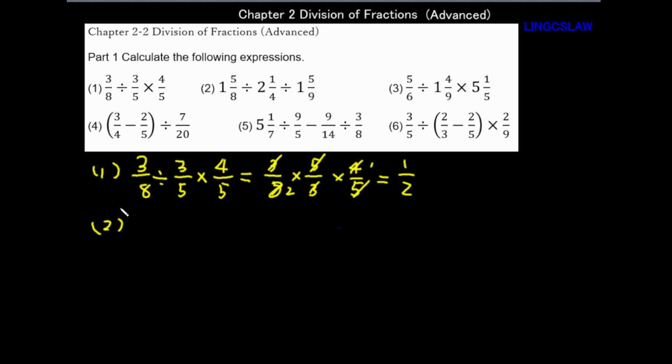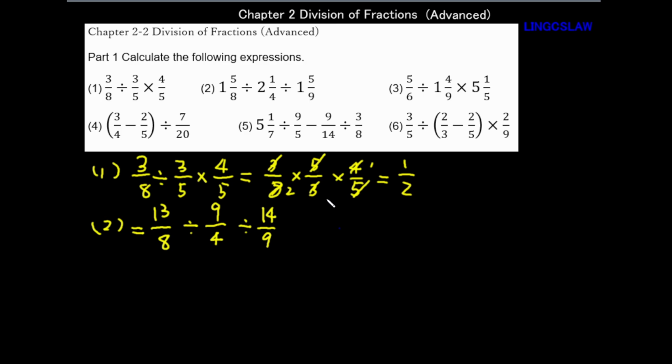Number 2, 1 and 5 over 8. I just make the denominator 8, and 8 times 1 plus 5 equals 13. So this will be 13, divided by 2 and 1 over 4: the denominator is 4, and 2 times 4 plus 1 equals 9, so 9. And divided by 1 and 5 over 9: the denominator will be 9, and 9 times 1 plus 5 equals 14.